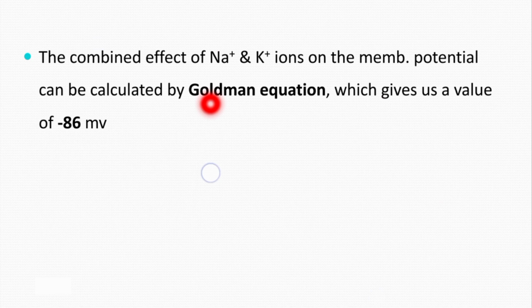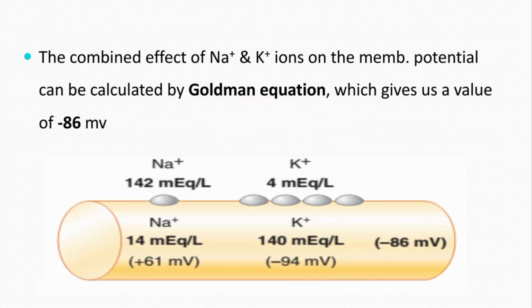So the combined effect of both of these ions on the membrane potential can be calculated by the Goldman equation, and when we put the values of these ions, the Goldman equation gives us a value of minus 86 millivolts. It gives us the combined effect of the sodium ions and potassium ions. But we know that normally the resting membrane potential in large neurons is about minus 90 millivolts. So the question arises, from where does the additional minus 4 come?